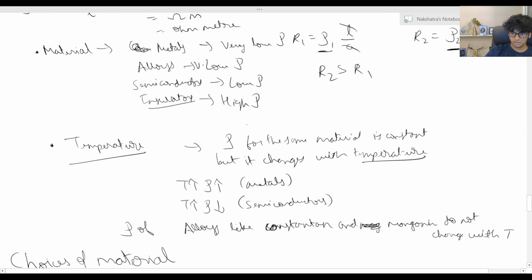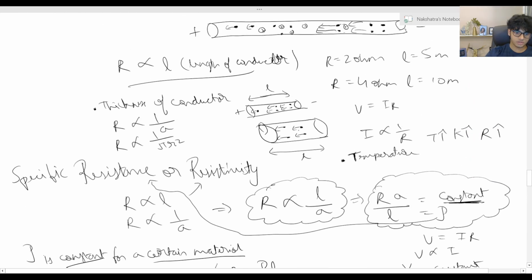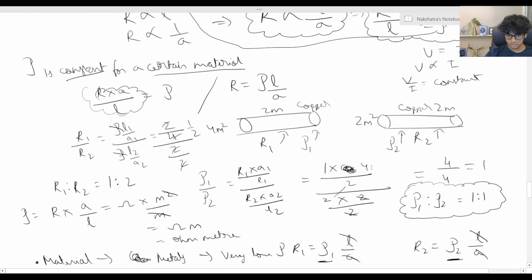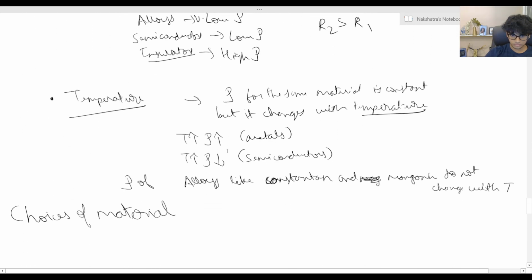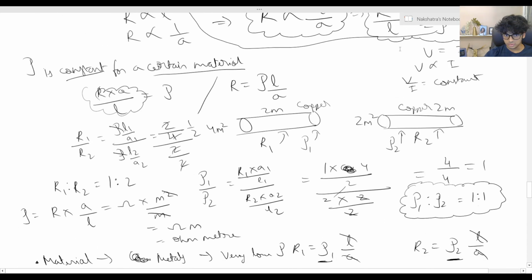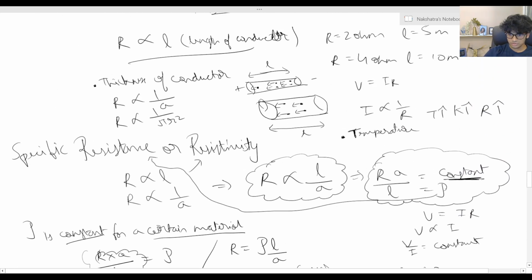Now we have another topic. Just like we had conductance, we also have conductivity, which is equal to 1 upon rho. Just like we had conductance as the opposite of resistance, we have conductivity, which is the opposite of resistivity, which is specific resistance, right? So this is going to be 1 upon ohm meter. This is going to be the unit, right?